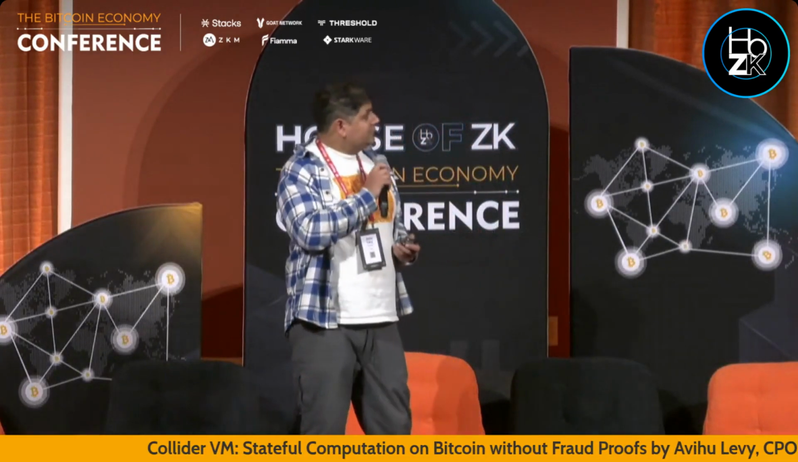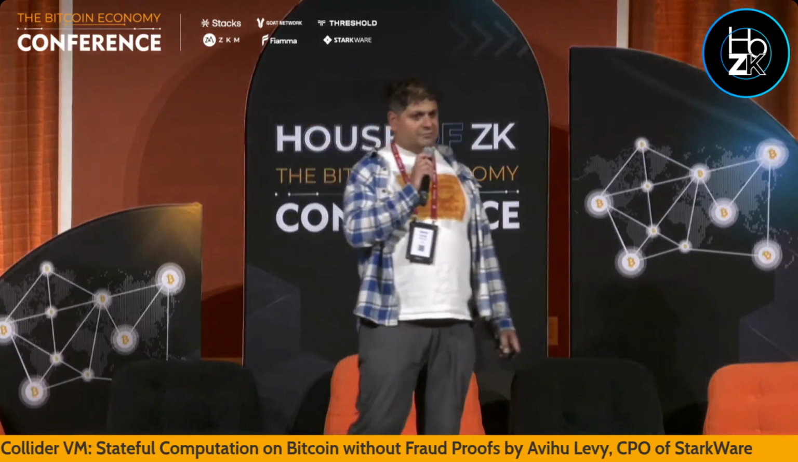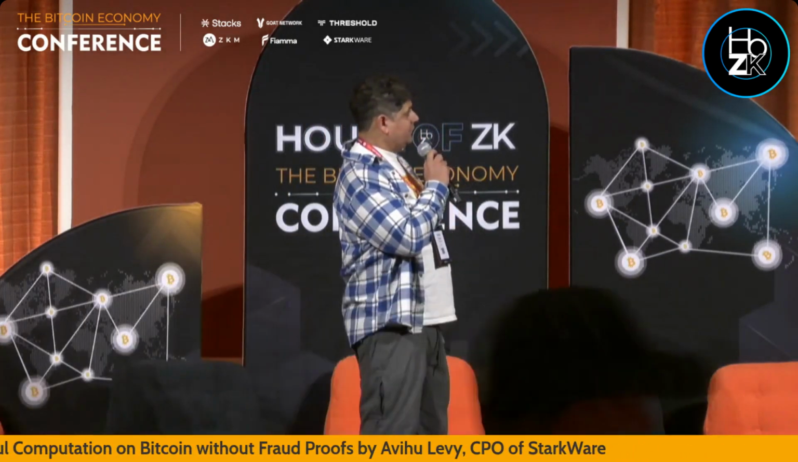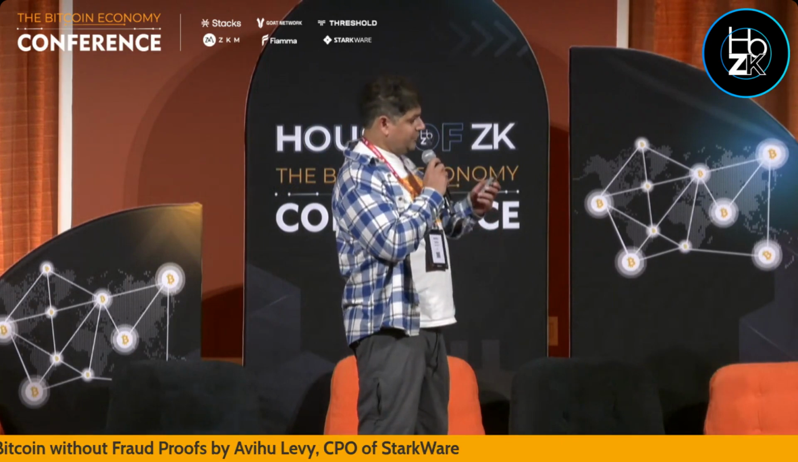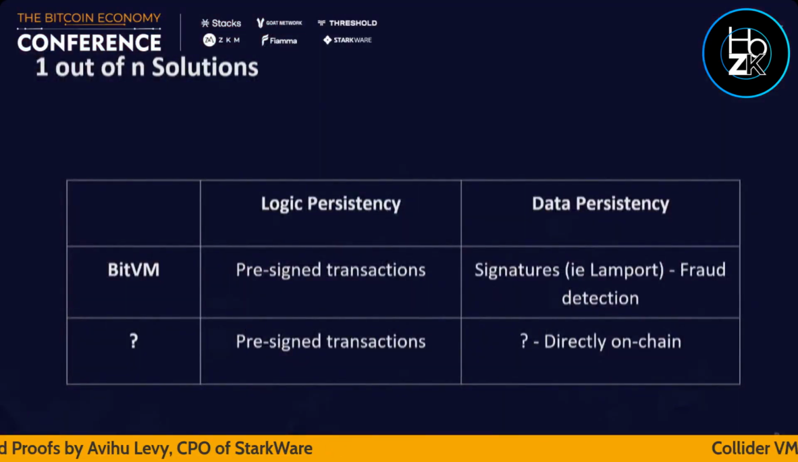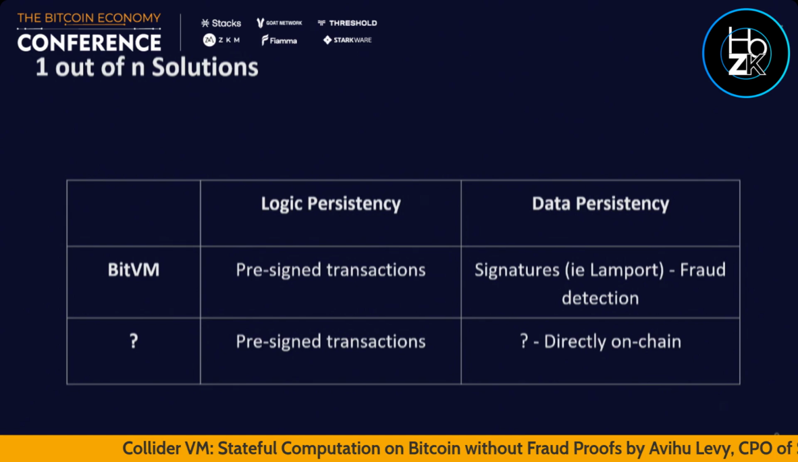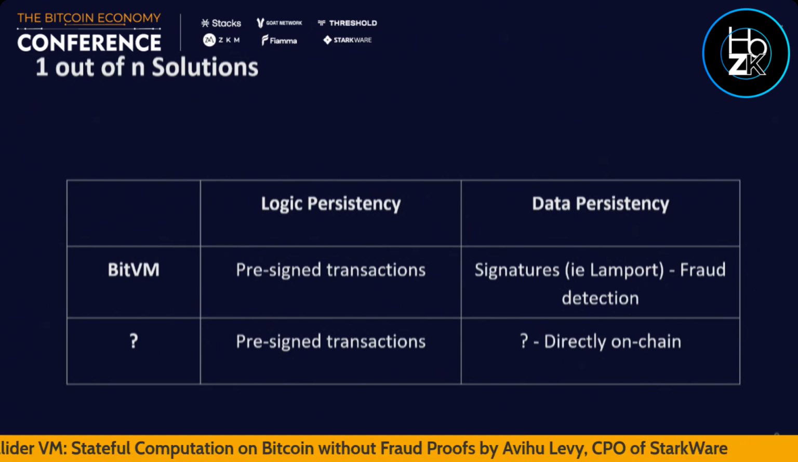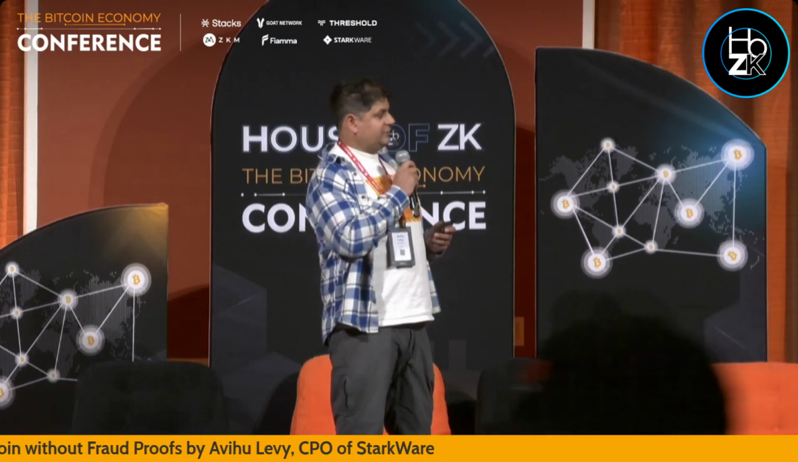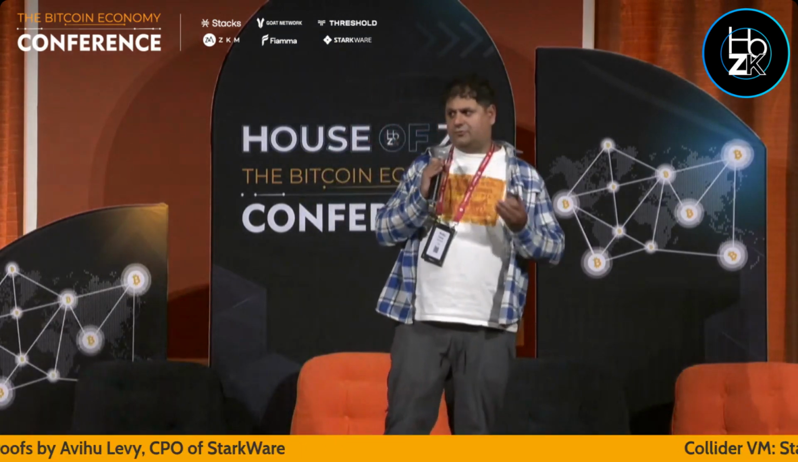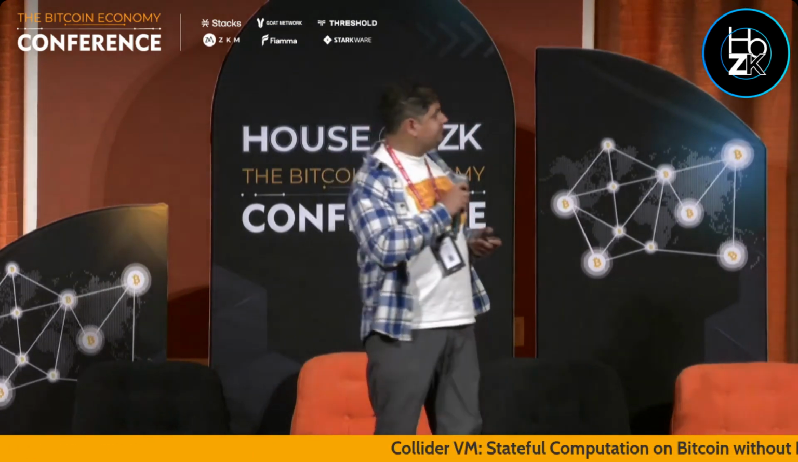Okay. So BitVM has the following ways to solve those issues. On logic persistency, you take your transactions and pre-sign them in some order. That ensures that only the flow that you pre-signed will be executed. It doesn't have to be one flow, but there is a set of flows that you pre-sign, and all of them can be executed one after the other.